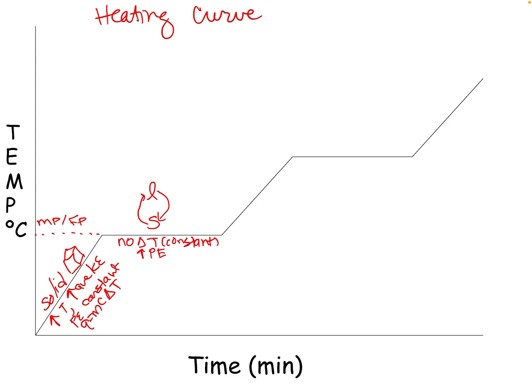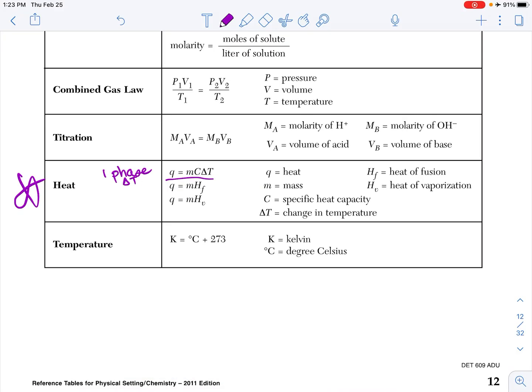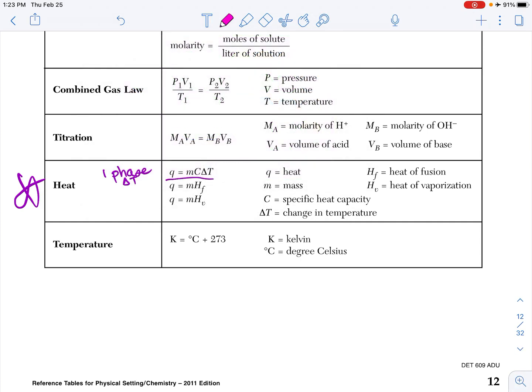So how could I calculate the amount of heat it takes to melt something? Let's go back to table T. You are not going to be using that first formula. You're going to be using one of the other ones. We're going to be using this second one called heat of fusion. This is for melting or freezing.